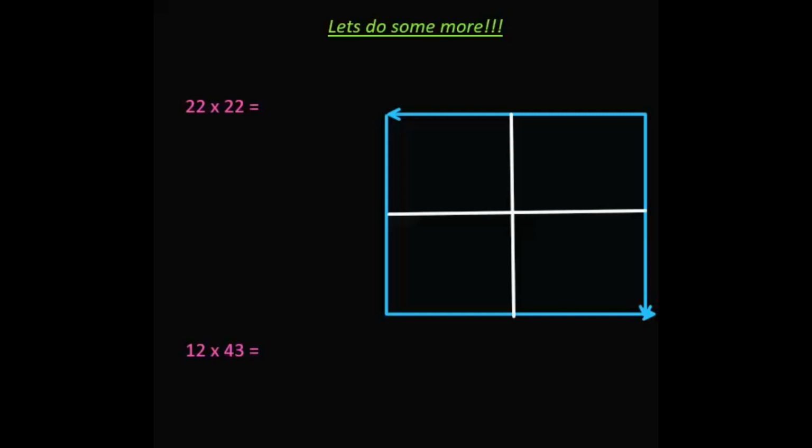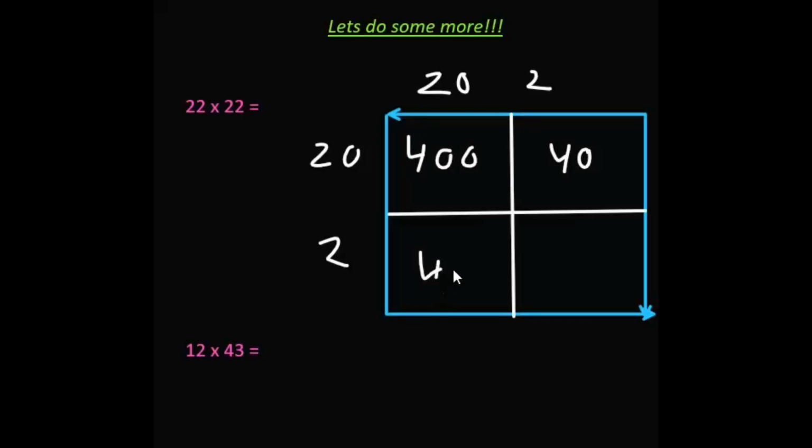Now we have 22 times 22. Don't worry about these arrows, they don't mean anything. Just focus on the area model. So 22 times 22: we have 20 and 2, and then we have the same thing here, 20 and 2. Now let's multiply. 20 times 20 equals 400. 20 times 2 equals 40. 2 times 20 equals 40. 2 times 2 equals 4.